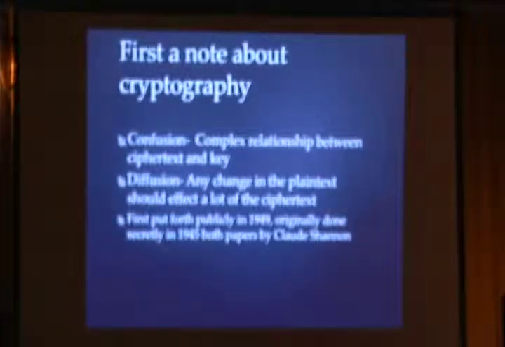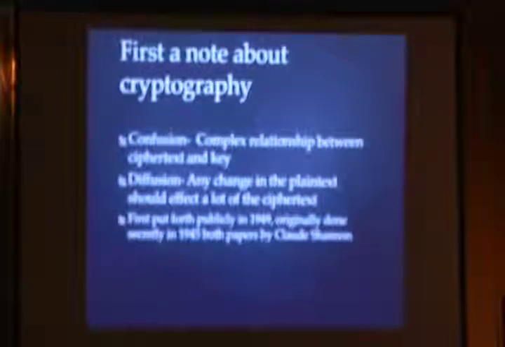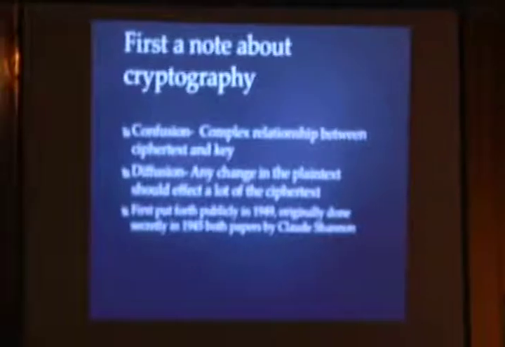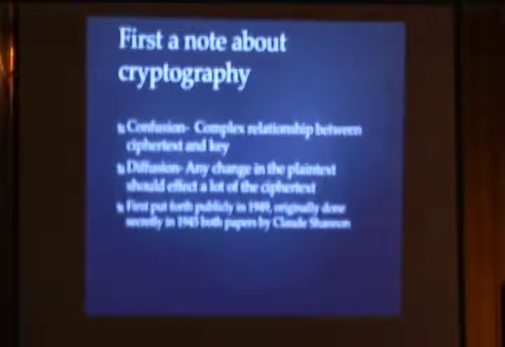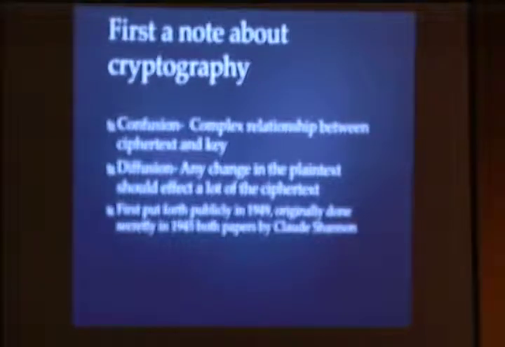And so, a note about cryptography: we're going to be evaluating a lot of these things under 2 properties, confusion and diffusion. Confusion basically says that the relationship between the key and the cipher has to be complex. If it's not complex, you can extract the key from just a ciphertext plaintext pair. If it's not complex, things go wrong.